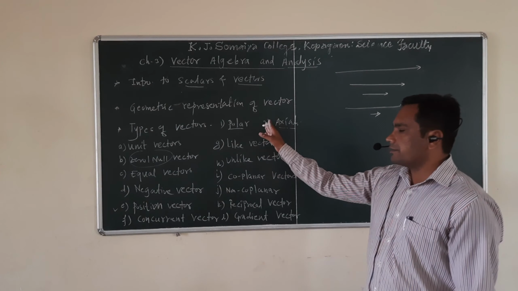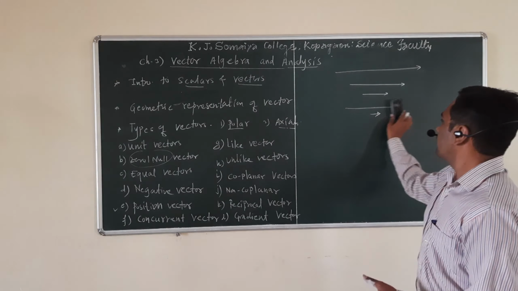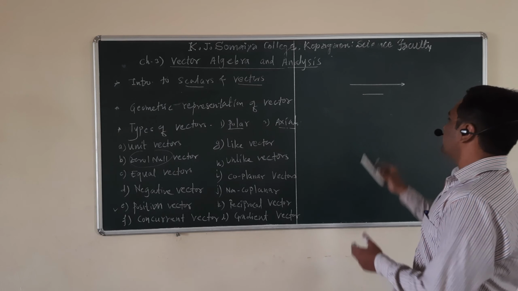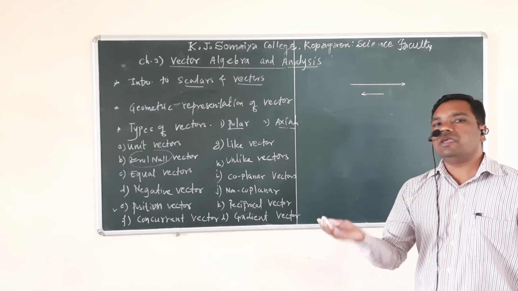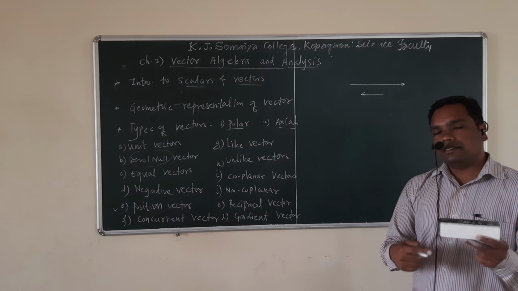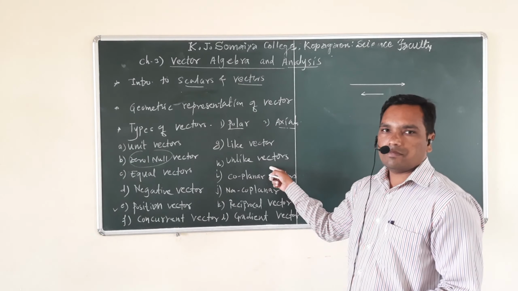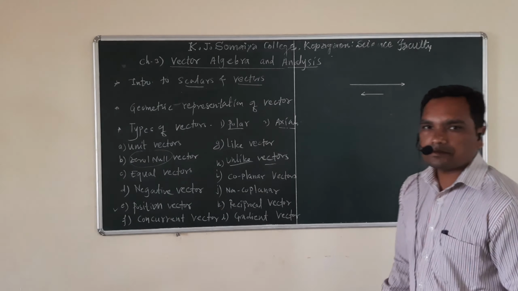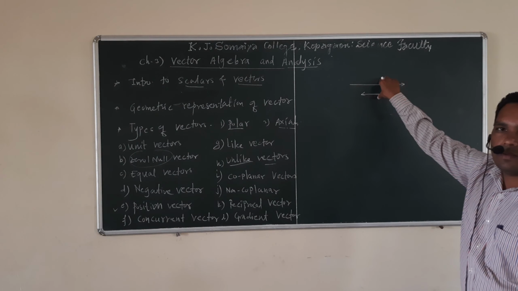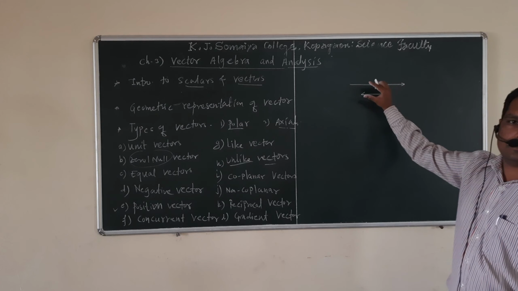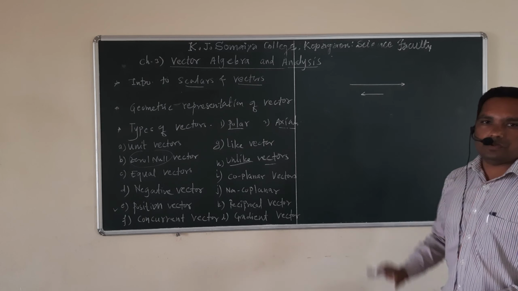Now unlike vector is opposite to this. Their direction is opposite. Sorry, the magnitude may be different, but the direction is totally opposite. Such vectors are unlike vectors. So what is the definition of unlike vectors? Two vectors are said to be unlike vectors when their directions are opposite to each other and they have different magnitudes.